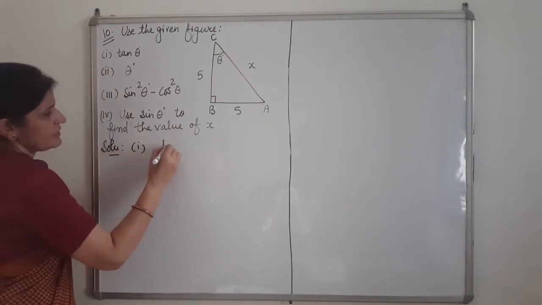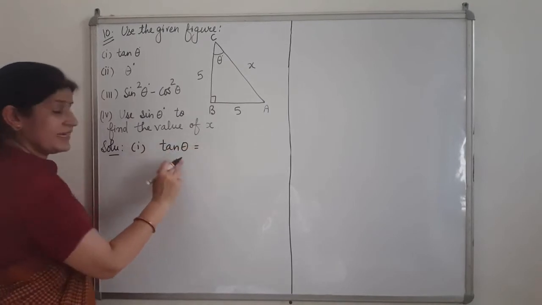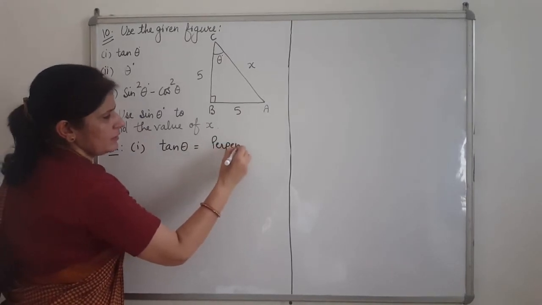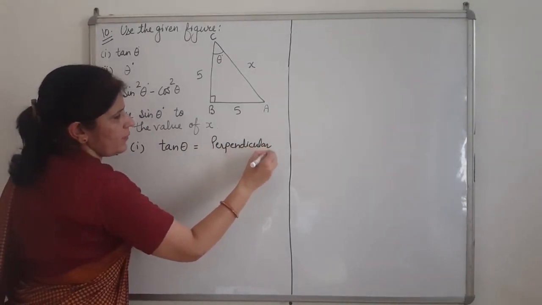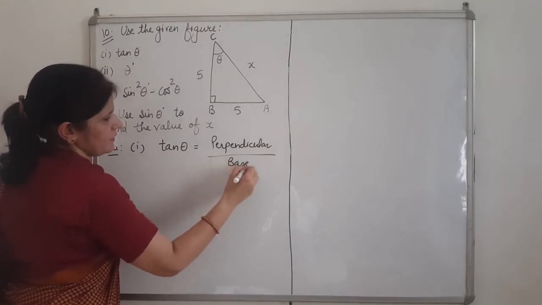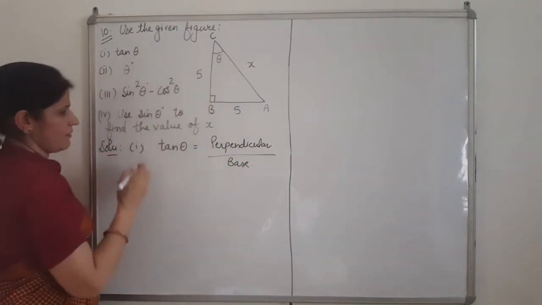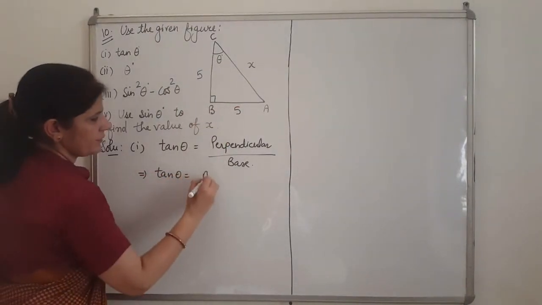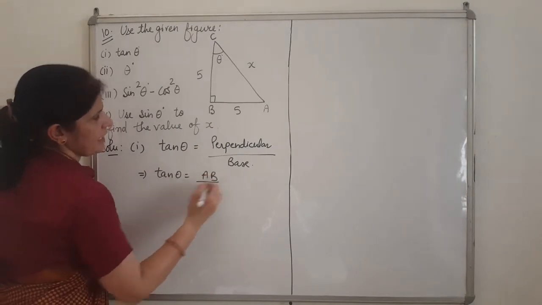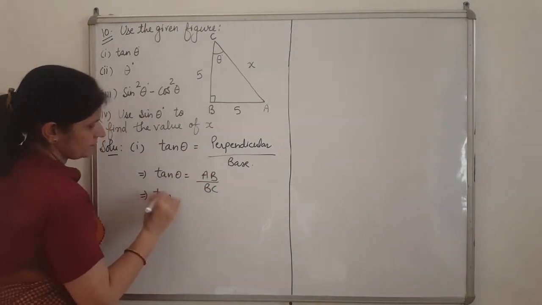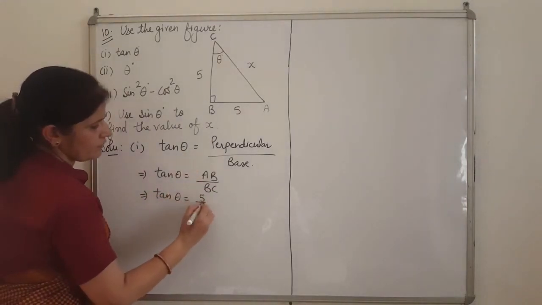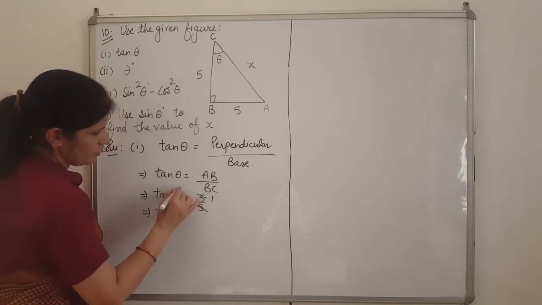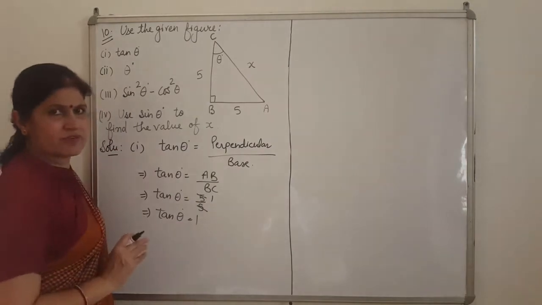First part, tangent theta. Tangent is the ratio of which two sides? Two sides you will take, perpendicular upon base. In this triangle, according to theta, what is perpendicular? AB and base is BC. That means its value is 5 upon 5. Tangent theta is equal to 1. So our first part is solved.